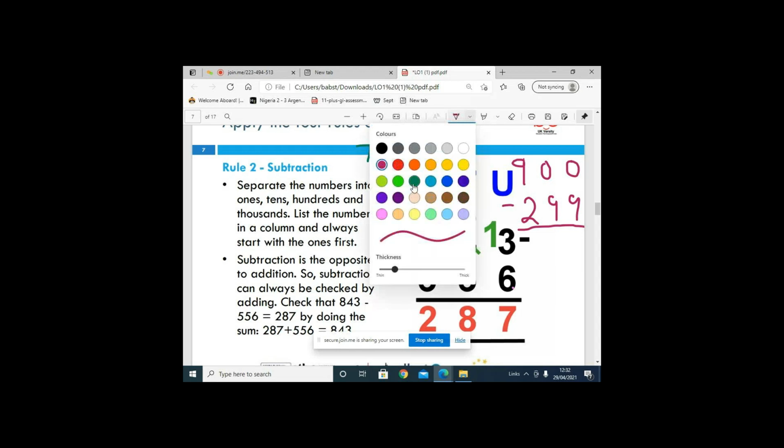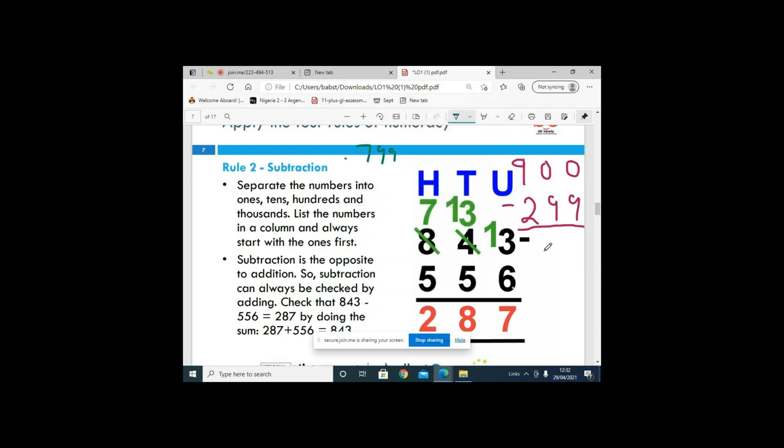Let me use a different color pen, green. So you see that there's no value here. So you have to go there. So this one becomes 9. You put it there. You take the 1 to this 0, becomes 10. So you take another 1 again. So it's going to become 9 here. You put the 1 here.